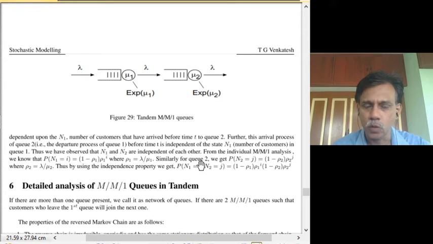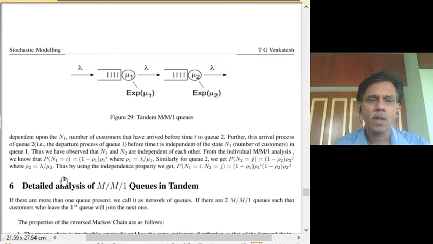Similarly, for the case of Q2, we get the probability that N2, the number of customers in the second queuing system, is J, is again given by the standard formula, which is (1 minus rho2) into rho2 power J, where rho2 is the server utilization factor for the second queue, which is again lambda by mu2, where lambda is the same as the external arrival rate to Q1, which follows from Burke's theorem.